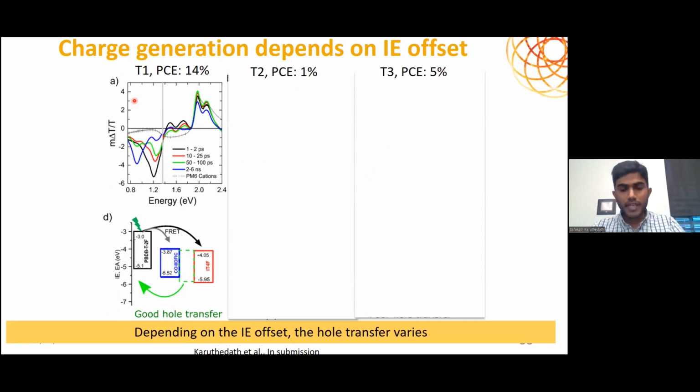This is the same for all three cases. So the next thing is, okay, there is efficient energy transfer. So what about the charge generation or hole transfer? In the case of the IT4F-based solar cell, which performs very nicely, 14% efficiency, we found that it has enough charges, even at a few nanoseconds. That means that it creates enough long-lived species, which we can generally assign to the charges.